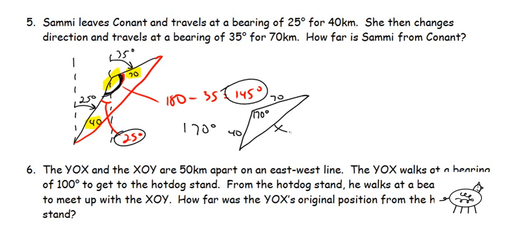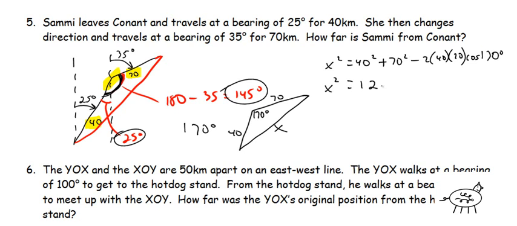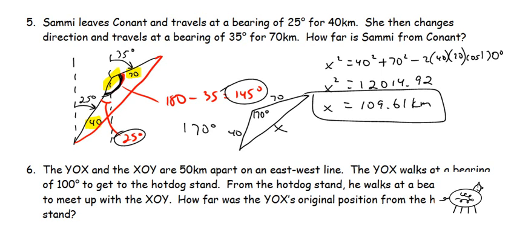Okay? Well, again, what are you going to use? Don't have a ratio, so we're going to use law of cosines. So we're just going to do x squared equals 40 squared plus 70 squared minus 2 times 40 times 70 cosine of 170. Okay, so x squared comes out to be 12014.92. Take the square root. x is 109.61 kilometers. Okay? Wow, Sammy's far from Conant.